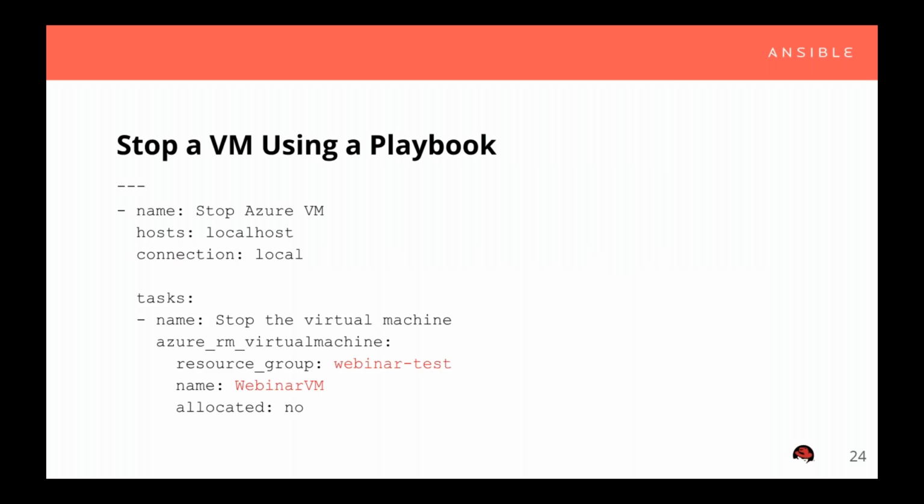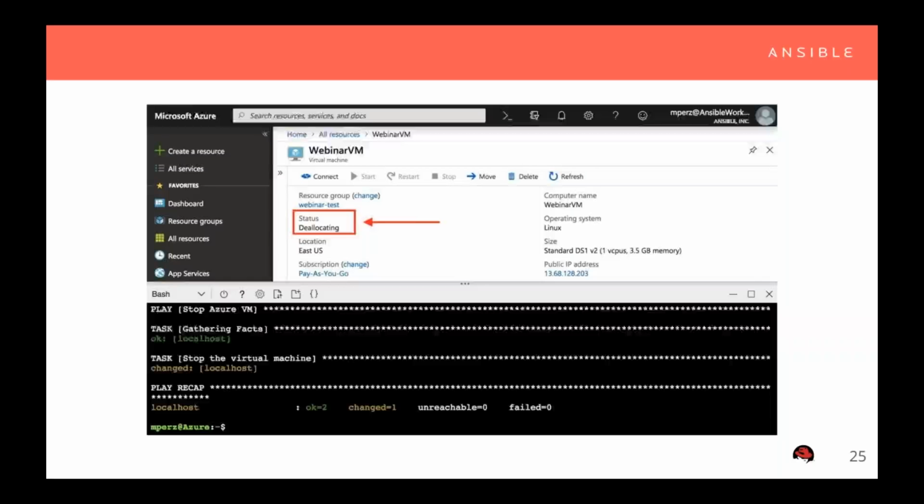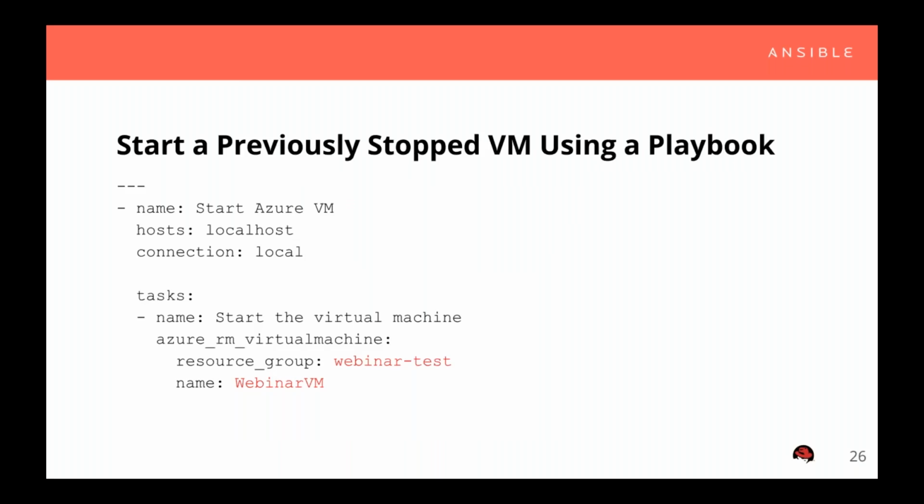Not only can we provision VMs using playbooks, we can also manage them. This is a very simple playbook that stops a VM that is running. Keep in mind you'll have to reference the specific resource group and VM name in the places indicated by the red text. And you can see here when you run that, and you can see also the Cloud Shell window, it says deallocating. So it's stopping that VM.